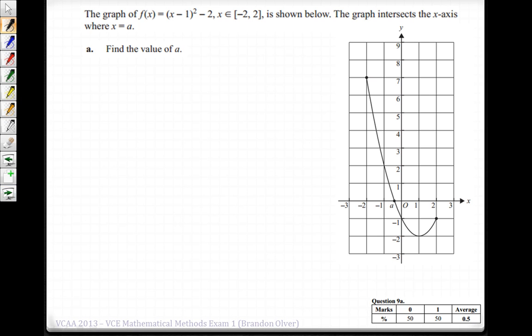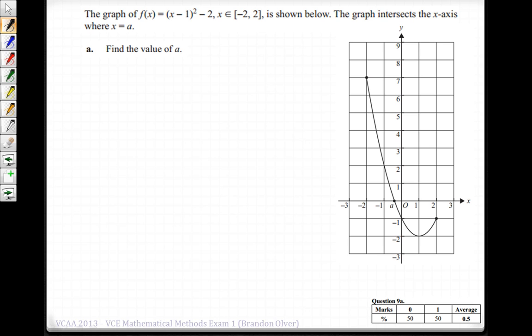So question 9 says the graph of f of x equals (x minus 1) squared minus 2 for x is an element of negative 2 to 2 included. And that is shown below. The graph intersects the x-axis where x equals a. Find the value of a. So the value of a is just when y equals 0.